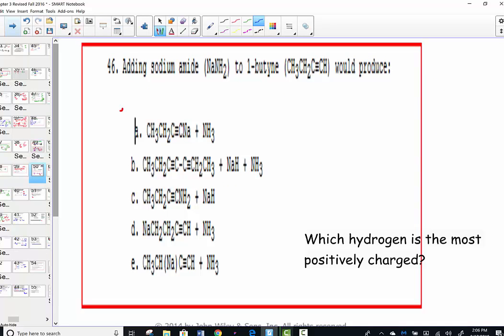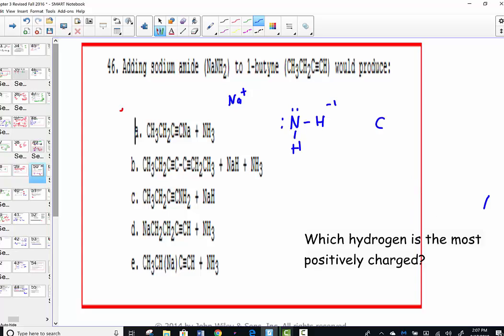When adding sodium azide, I'm going to just draw that. Sodium azide, NH2. Sodium is a spectator, Na plus, NH2 negative, sodium azide.